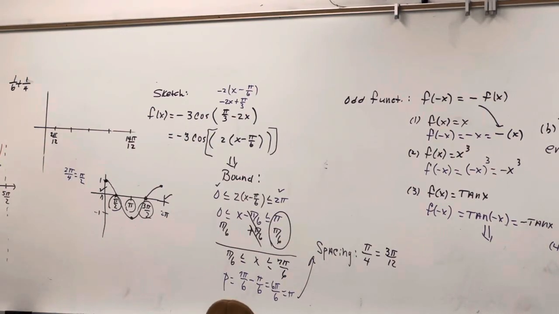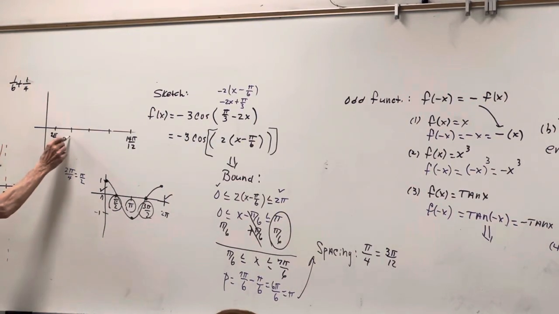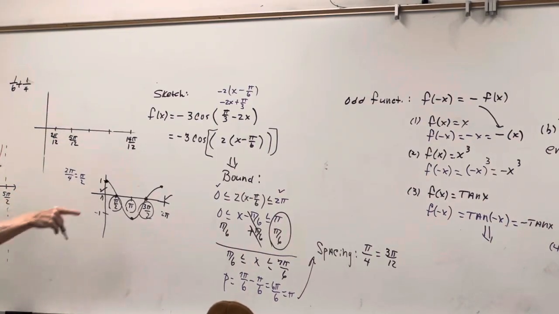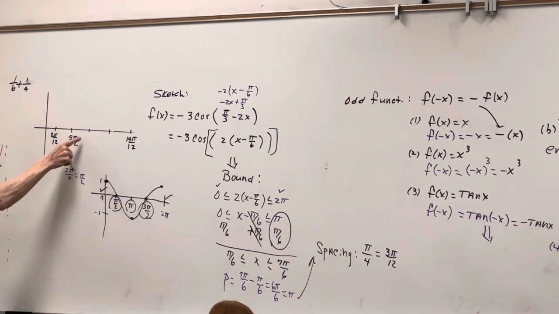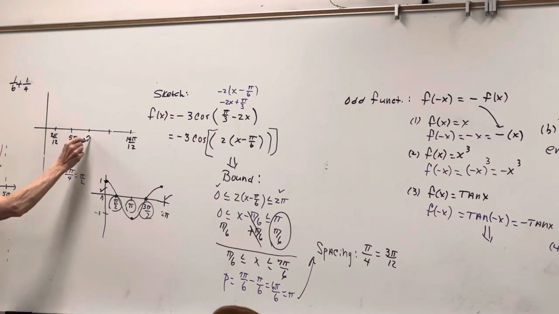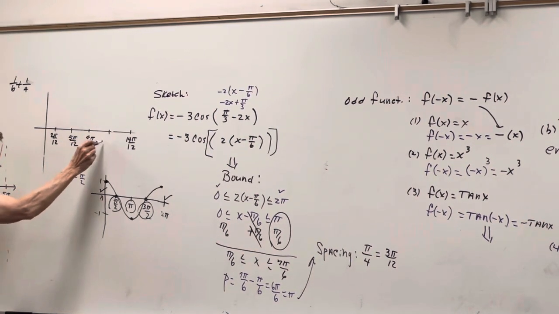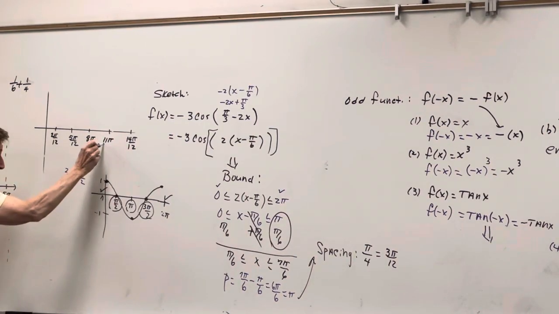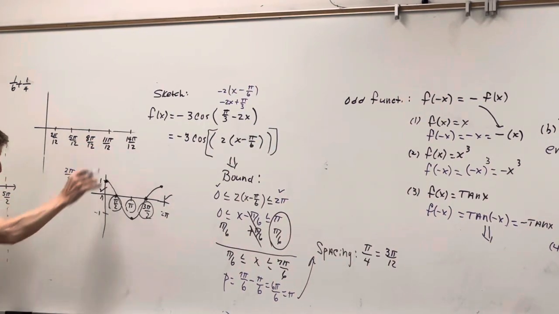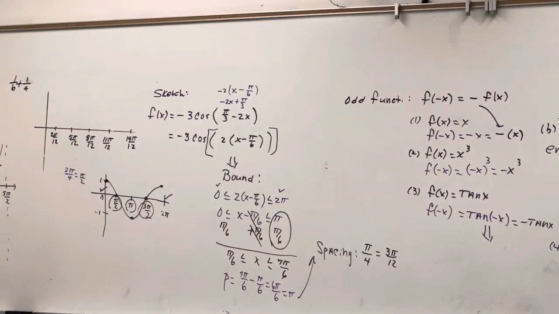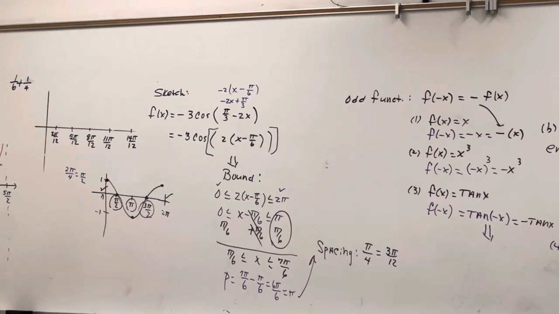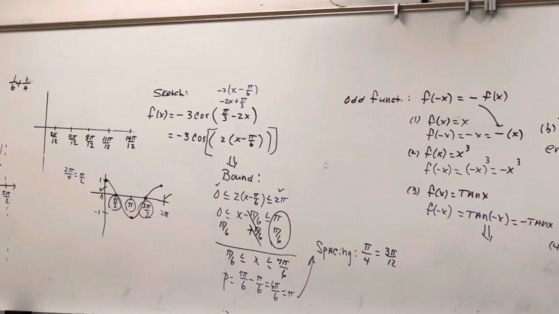2 pi over 12 plus 3 pi over 12 gives me what? 5 pi over 12. Add another spacing of 3 pi over 12, 5 plus 3, 8 pi over 12. 8 plus 3, 11 pi over 12. 11 plus 3, 14 pi over 12. Are they now evenly spaced?